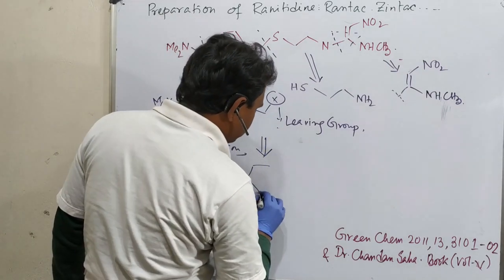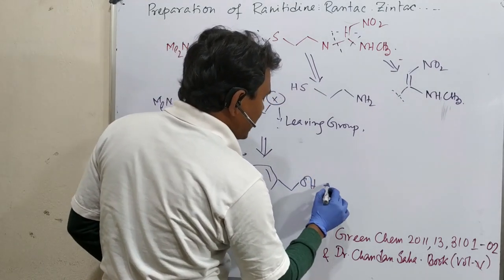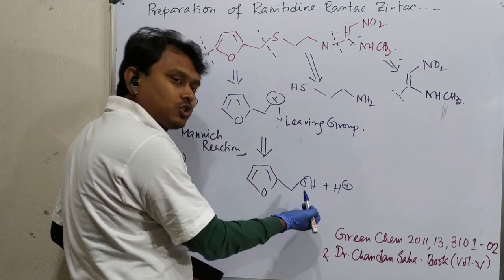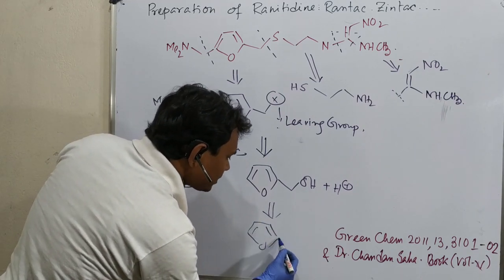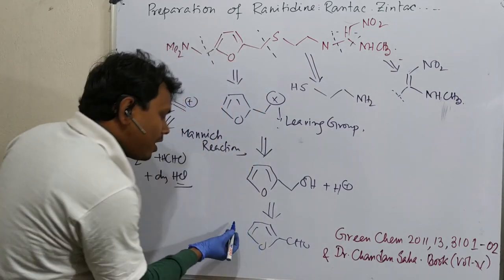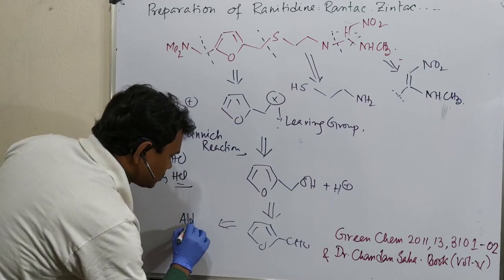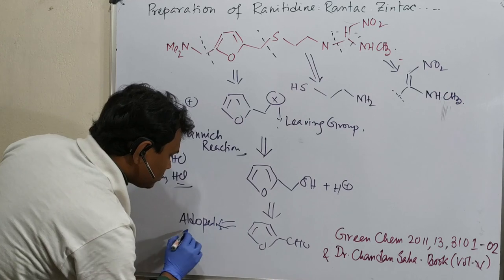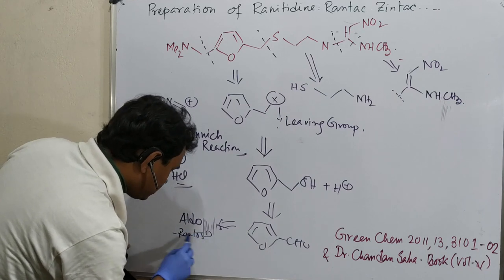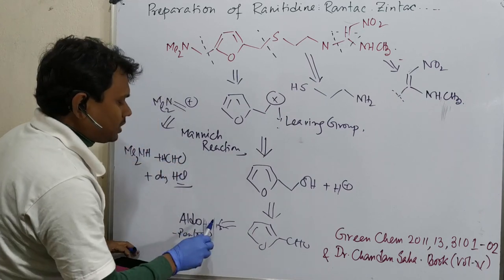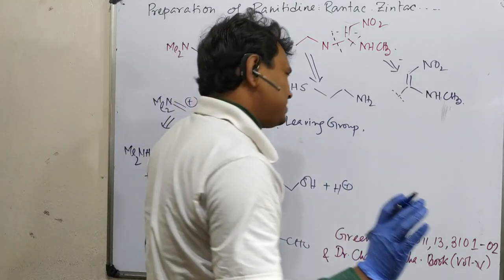How could this be obtained? You may consider OH plus acid. If you put acid, this will be OH2+, a good leaving group. And how could this be obtained? From this furfural. And this furfural could be obtained from aldopentose in the presence of acid. This part, the thiazide, is commercially available.